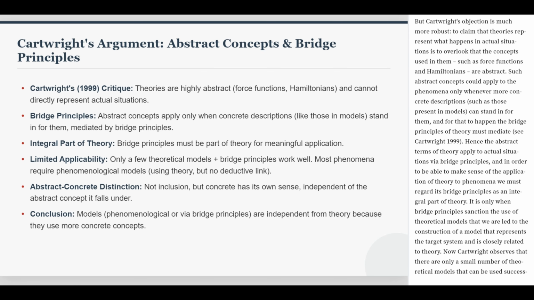In countless other cases, scientists construct phenomenological models. These use theory, but there's no direct deductive link. The key insight is the abstract concrete distinction. Concrete concepts like red or hot have their own meaning, independent of the abstract theoretical concepts they might relate to. Therefore, models, whether built phenomenologically or using bridge principles, involve more concrete descriptions and are thus, in a sense, independent from the purely abstract theory.